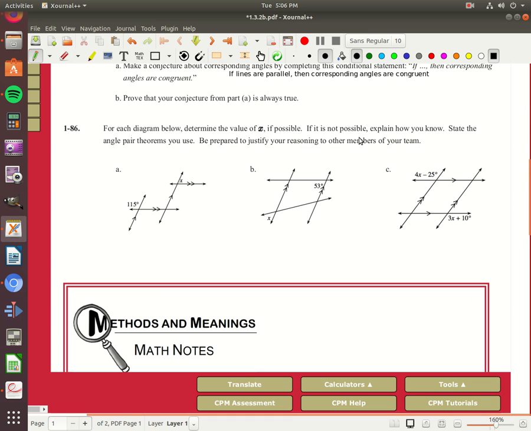All right, so it says for each diagram below, the value of x is possible. Determine x if possible. If not possible, explain how you know. State the angle pair theorems you use. Be prepared to justify your reasonings to other members of your team. So I love problems like this. I think they're fun puzzles here.